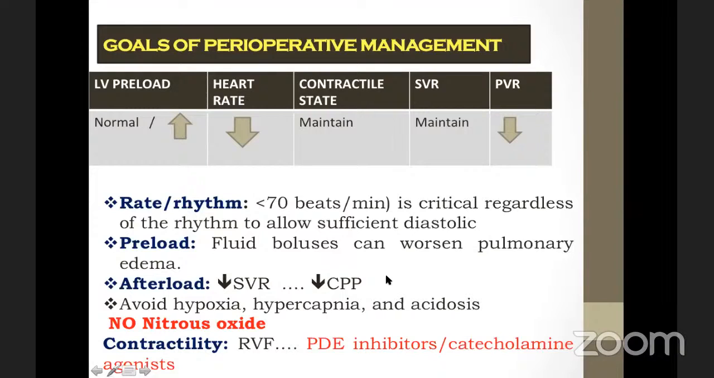And don't decrease the afterload, because a decrease in afterload, decrease in SVR, gives rise to decreased coronary perfusion pressure. Again, this can give rise to ischemic features. Avoid hypoxia, hypercapnia, and acidosis. Again, in this case, because the pulmonary artery pressure is borderline, you have to avoid nitrous oxide, because it gives rise to an increase in pulmonary artery pressure.